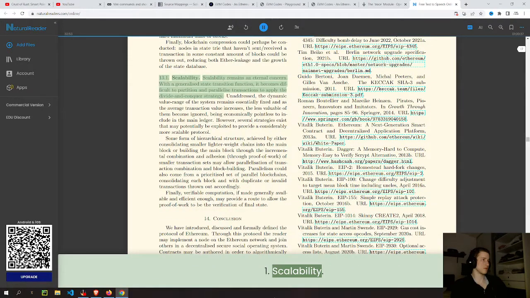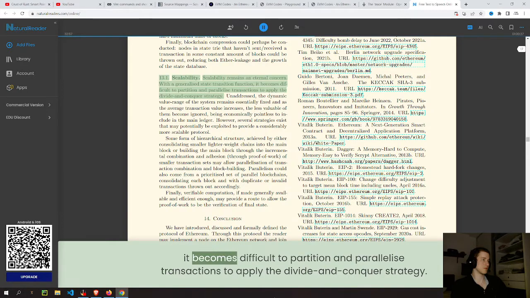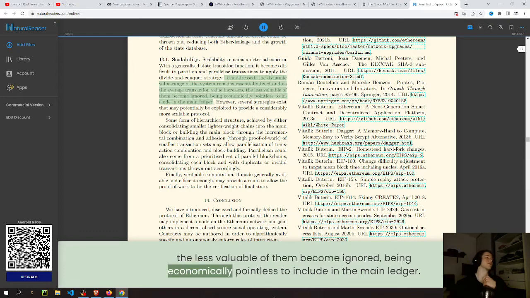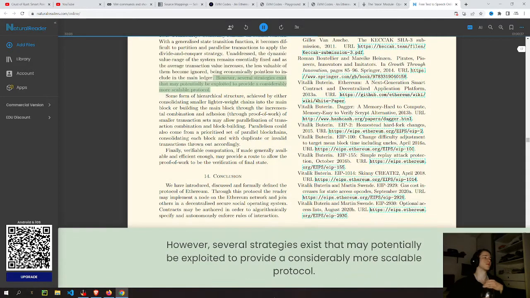13.1 Scalability. Scalability remains an eternal concern. With a general state transition function, it becomes difficult to partition and parallelize transactions to apply the divide and conquer strategy. Unaddressed, the dynamic value range of the system remains essentially fixed, and as the average transaction value increases, the less valuable of them become ignored, being economically pointless to include in the main ledger. However, several strategies exist that may potentially be exploited to provide a considerably more scalable protocol.